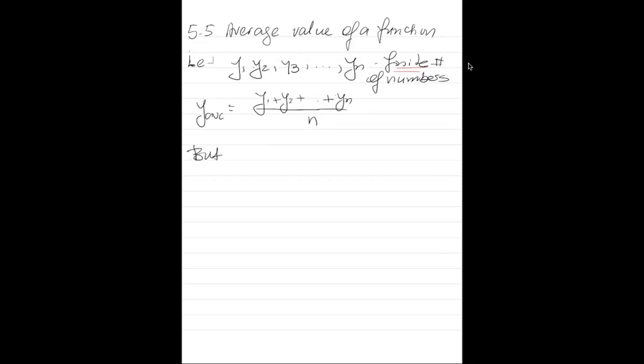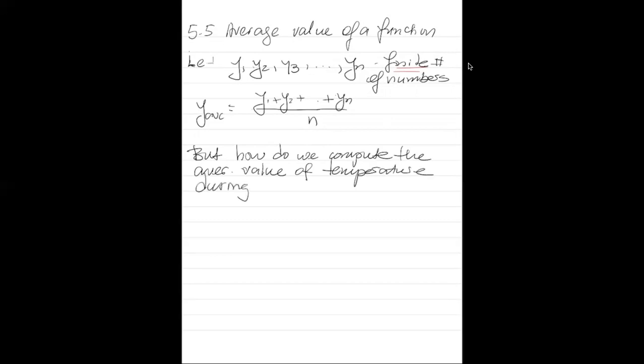But how do we compute the average value of a function, for example, of temperature during the day? This is an example of a function that's continuous if infinitely many temperature readings are possible. Infinitely many temperature readings or values are possible.